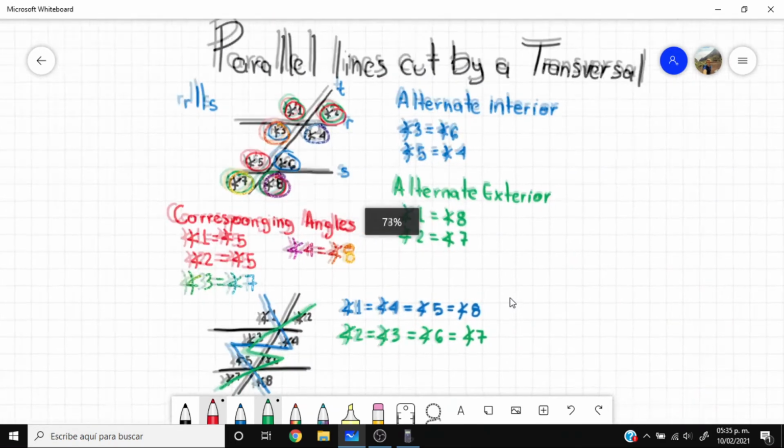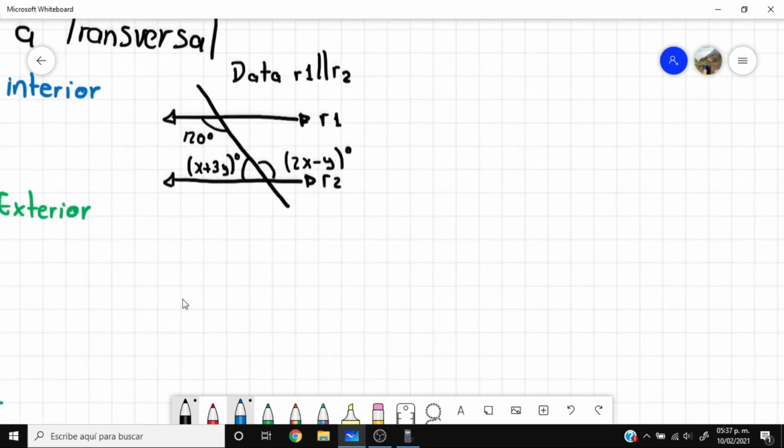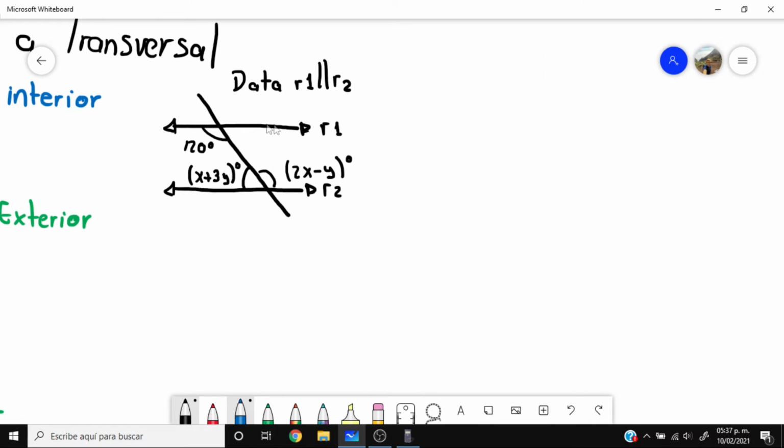So let's go solve a problem. Okay, so we have this problem over here. We got these two parallel lines, and we have the transversal line. Okay, I forgot to mention that we need to find x and y.